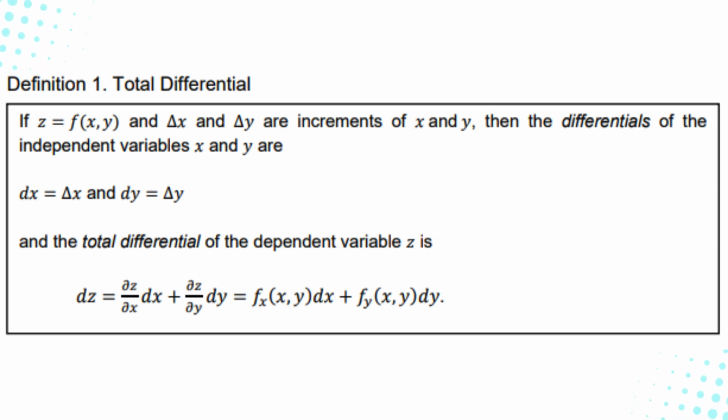The dz, or the total differential, tells us how z changes when both x and y change a little. It is calculated using the partial derivatives. dz equals partial z over partial x times dx plus partial z over partial y times dy. In simpler notation, dz equals f sub x times dx plus f sub y times dy.